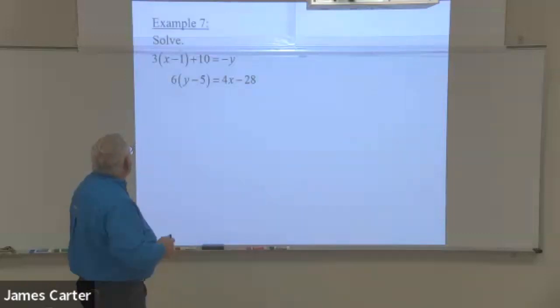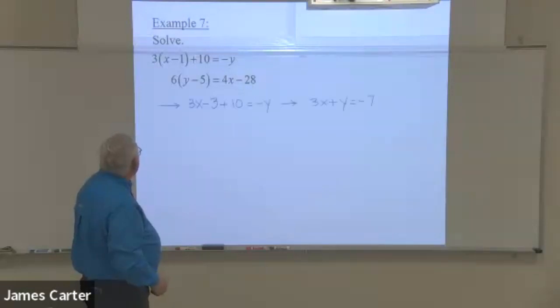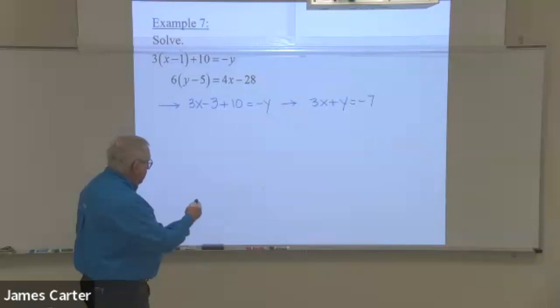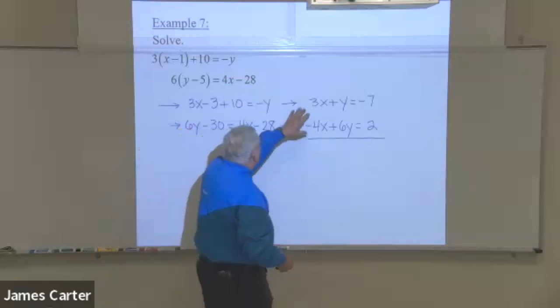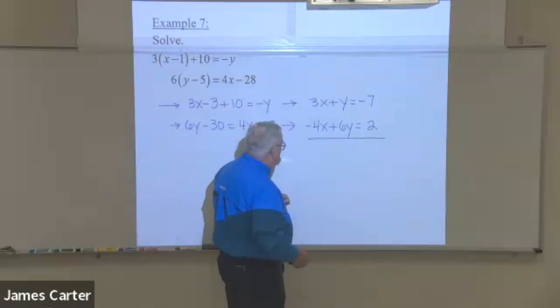Okay, here's another one. Now we're getting a little more complicated. We've got to do a distribution before we can do the addition or elimination. So in this case, we distribute this 3 and ultimately get that. We distribute the 6 and ultimately get that. We look to see, do I have an opposite pair already? No. So I've got to adjust one or the other of these.